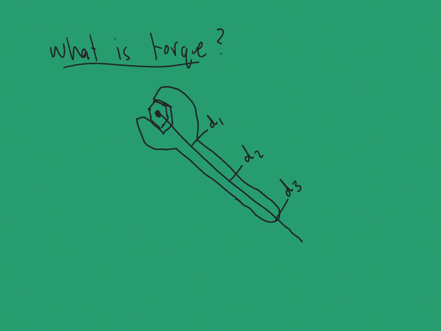What is torque? Torque is a measure of how effectively a force can cause rotational motion. For example, if I have a wrench on a bolt like I do here, here's my bolt, here's my wrench. If I apply the force at distance 1, it will be less effective than if I apply it at distance 2 or distance 3.